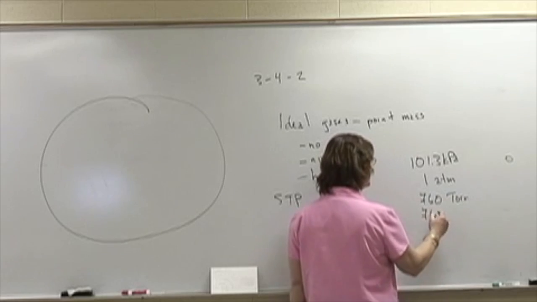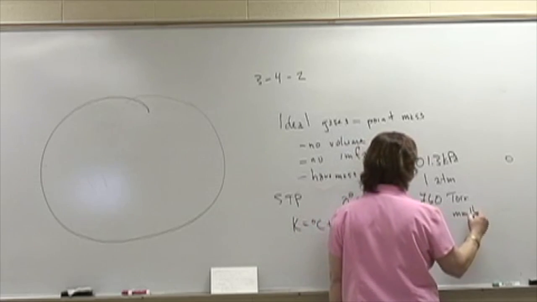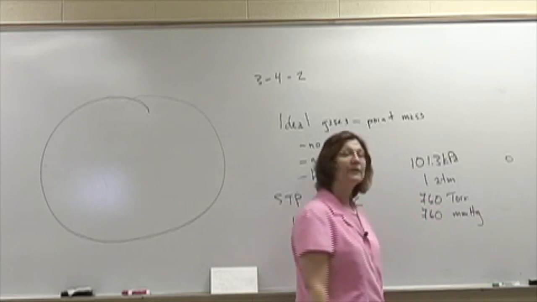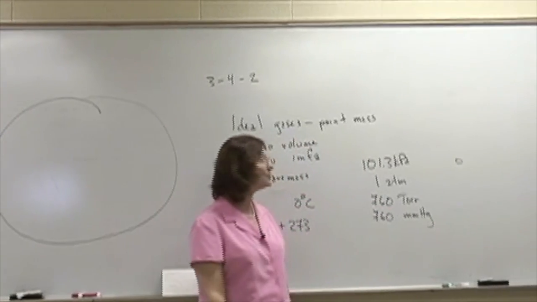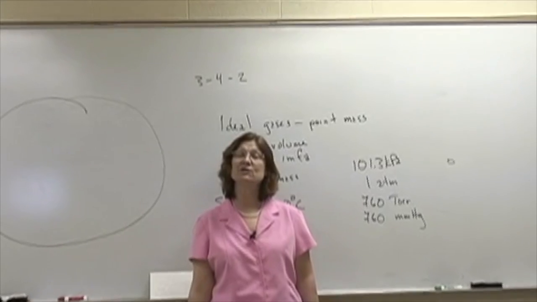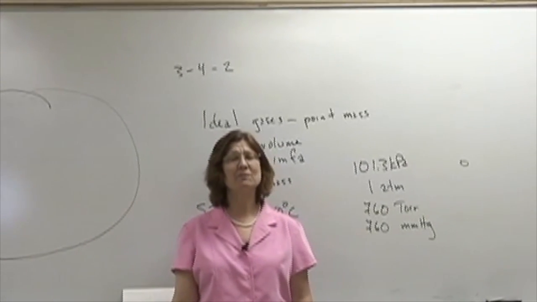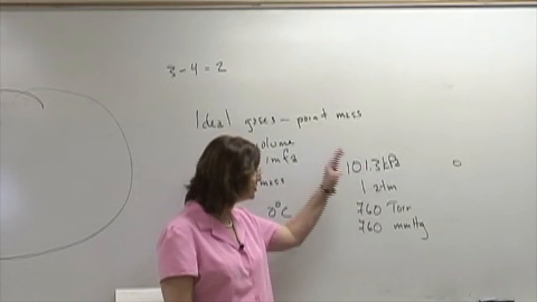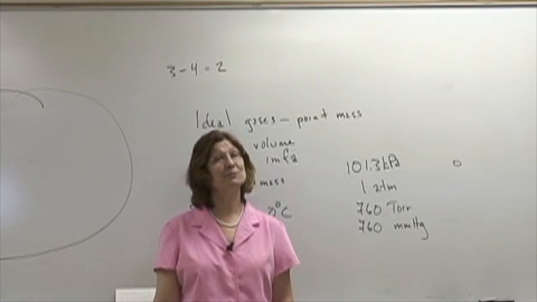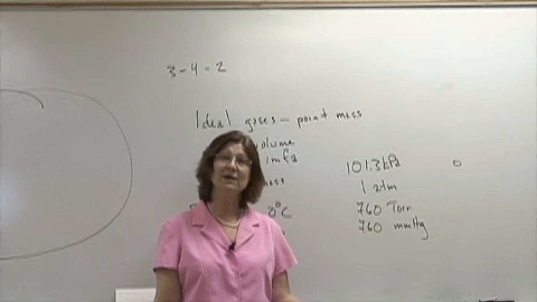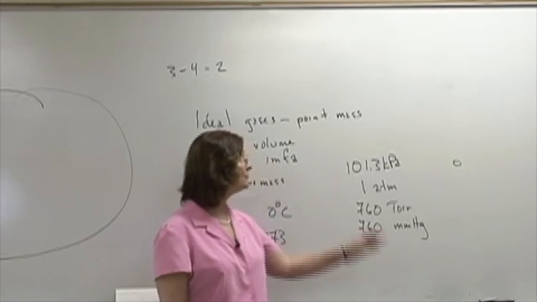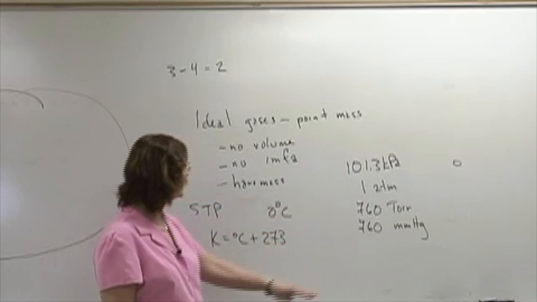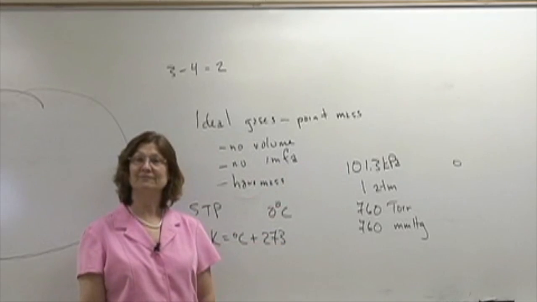And 760 millimeters of mercury. And 14.92 pounds per square inch. So there's a lot of various numbers that are used for standard pressure. And we need to know these because we will be needing to make some conversions between one unit of pressure and another. So these are standard pressures and standard temperature.